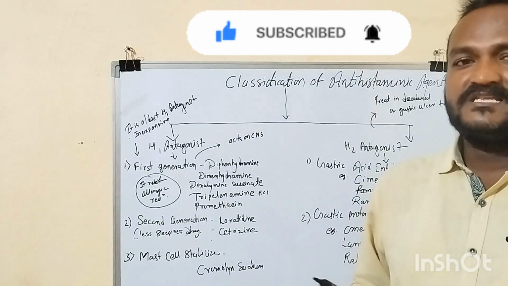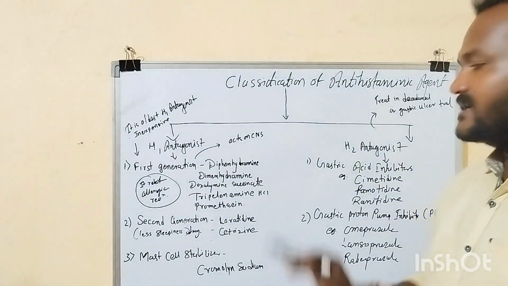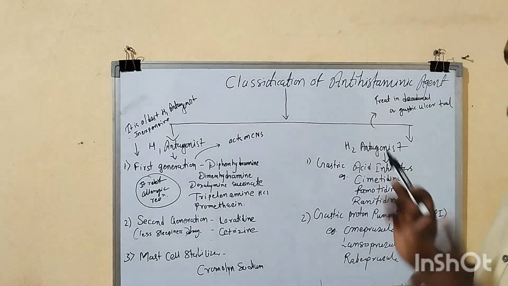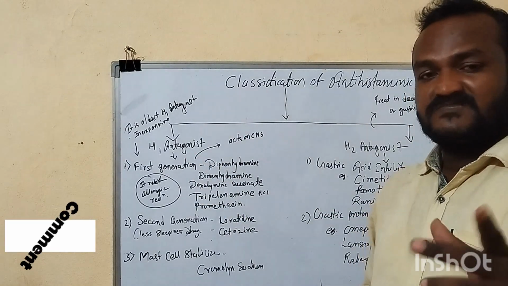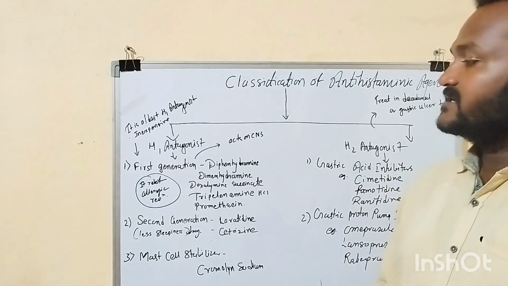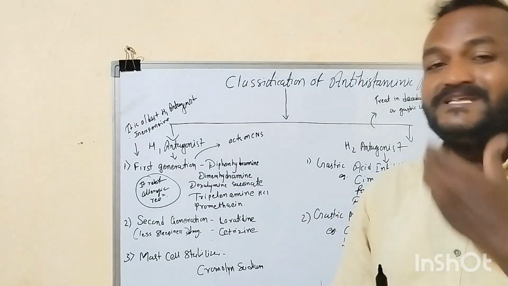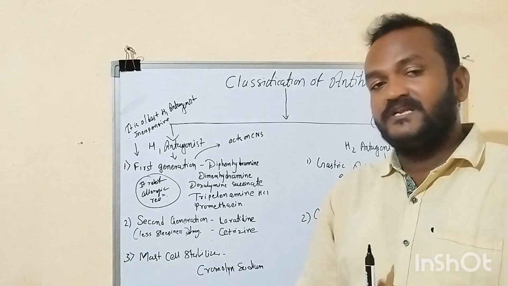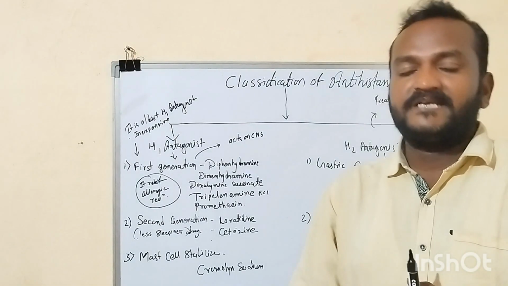Okay, it is a simple classification. There are two groups: H1 antagonists and H2 antagonists. From the H1 antagonists, there are three types of subclasses. First is the first generation. First generation means it is the oldest H1 antagonist category, and it is an inexpensive drug category also.